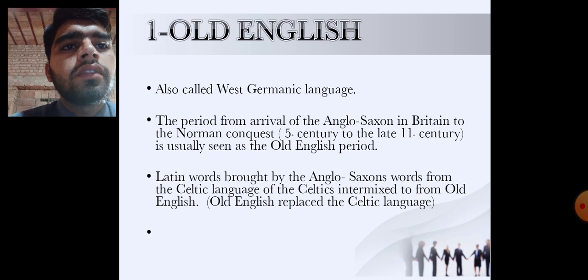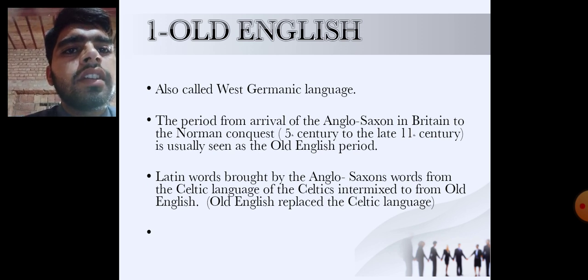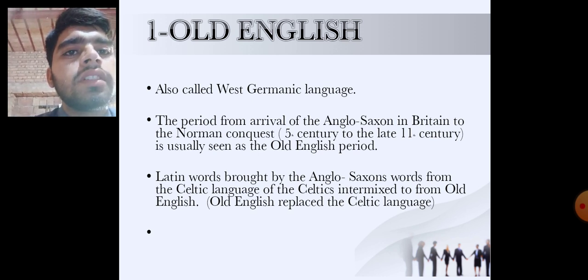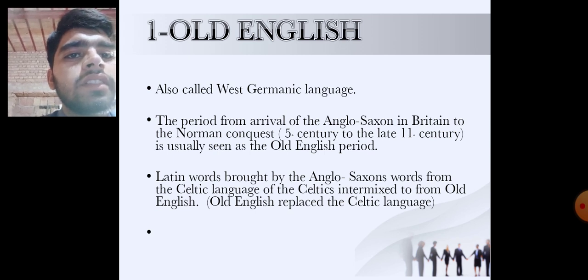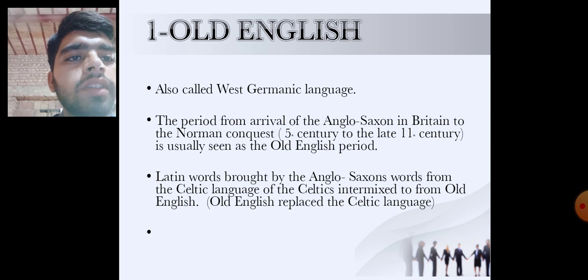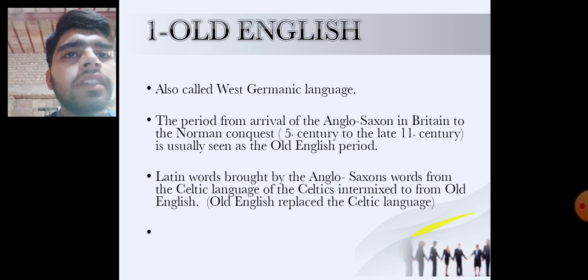Old English, also called West Germanic language. The period from the arrival of the Anglo-Saxons in Britain to the Norman Conquest, from the 5th century to the late 11th century, is usually referred to as the Old English period. Latin words brought by the Anglo-Saxons and words from the Celtic language intermixed to form Old English. Old English replaced the Celtic language.